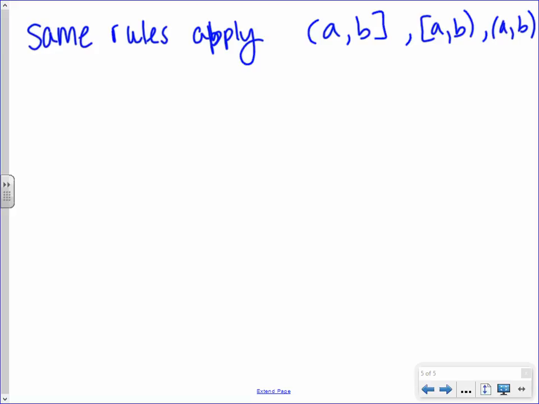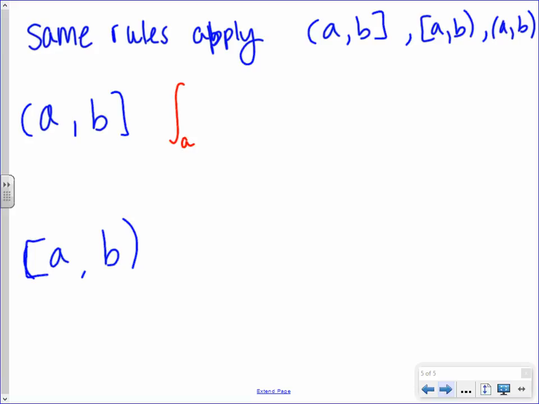Now, let's look at the cases of A to B. We are still going to do this concept of a limit. However, when we have intervals with numeric values, where we have discontinuities at an endpoint, we're going to have to write them as either a right or a left-hand limit.